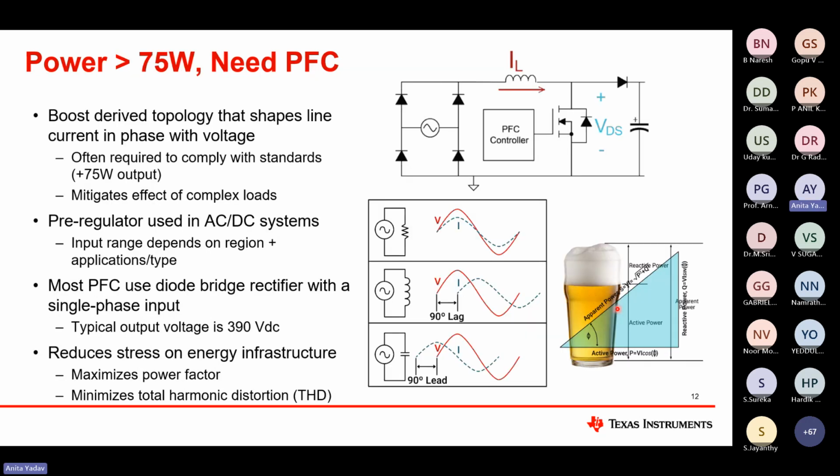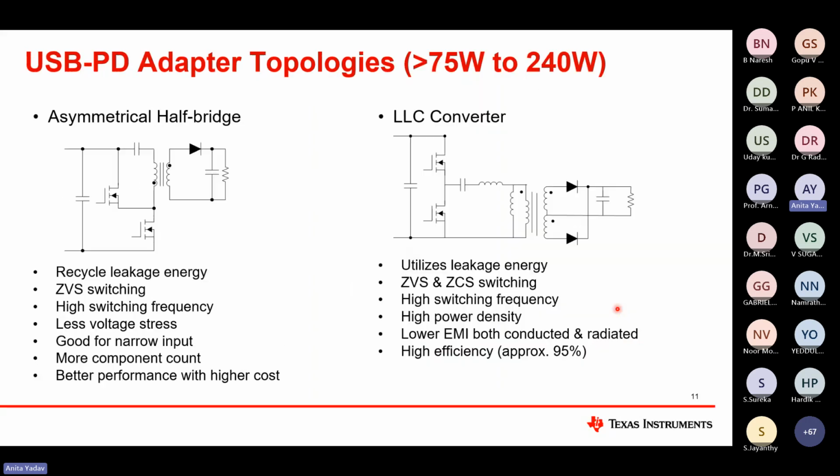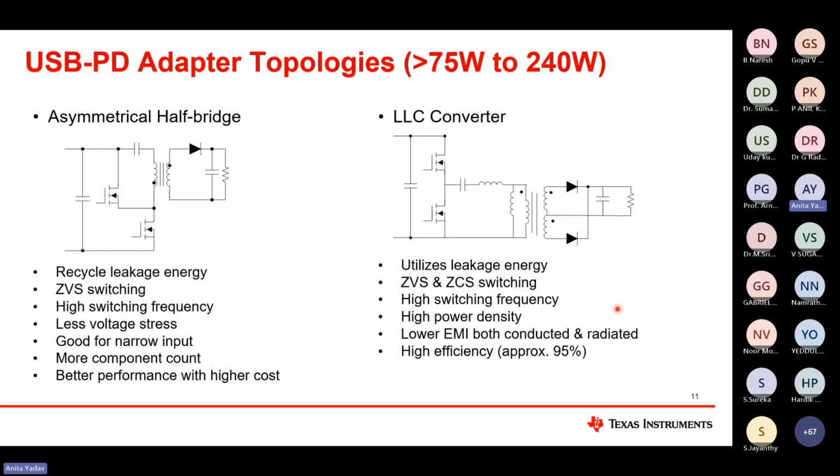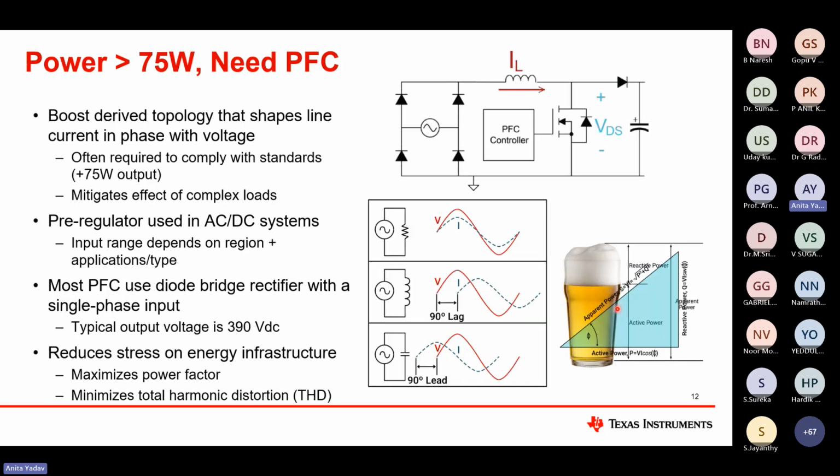One more thing I would like to highlight is that from the topology comparison, less than 75 watt, QR flyback and ACF are the preferred topologies. Greater than 75 watt, AHB as well as LLC converter are the preferred topologies. But there is a catch: it's an industry standard that if we have an output power greater than 75 watt, then there is a need for PFC, the power factor correction circuit.